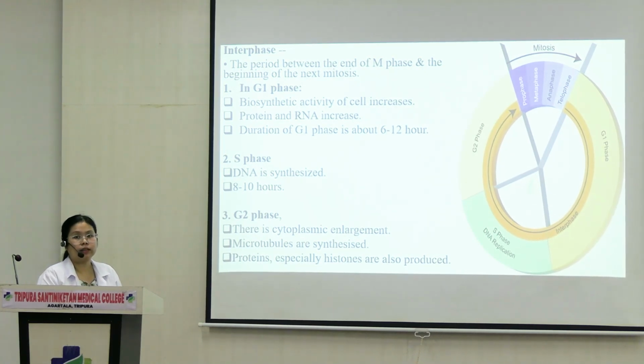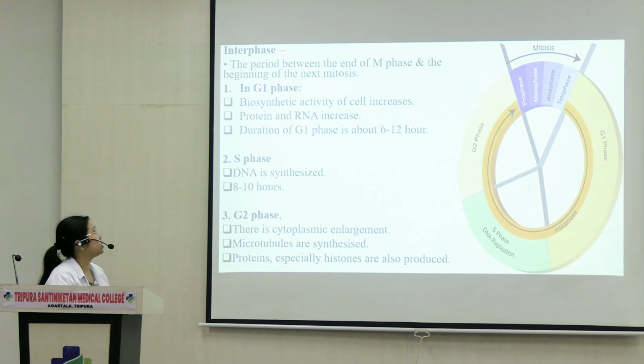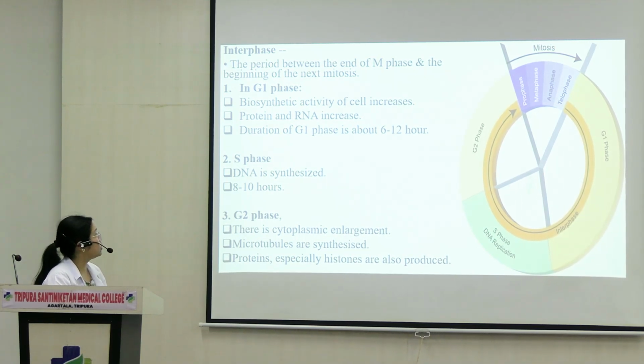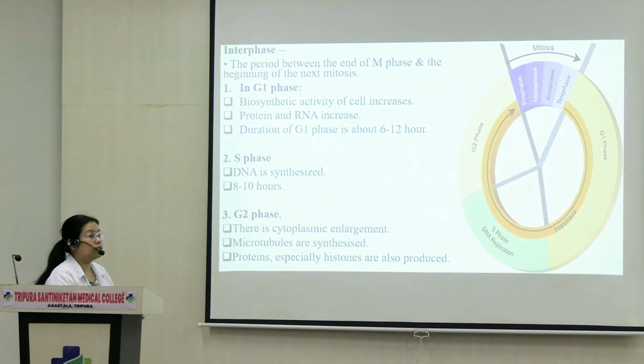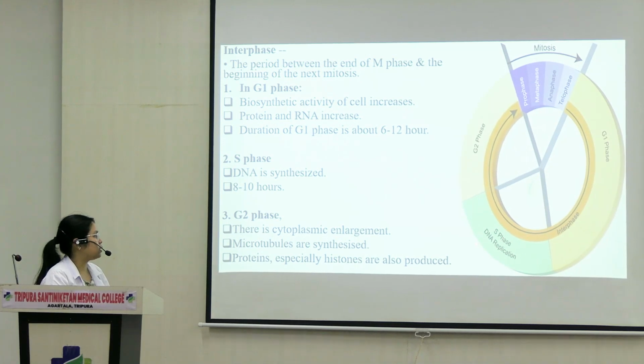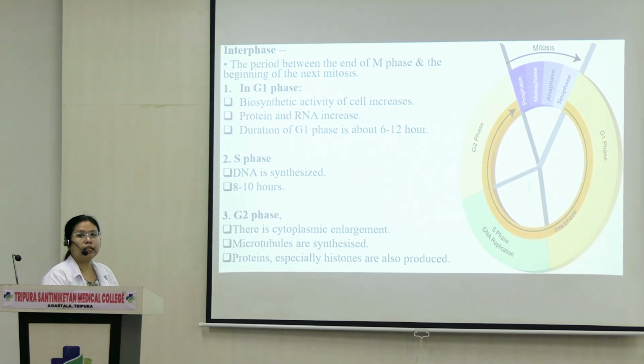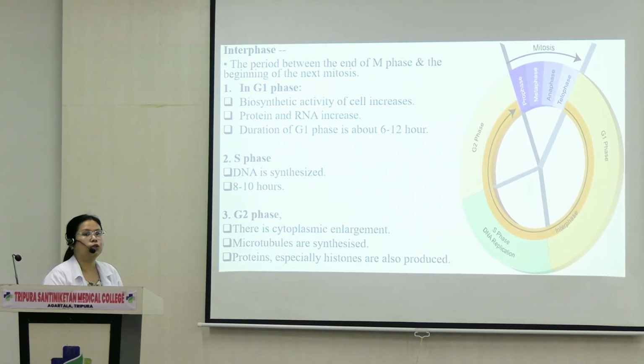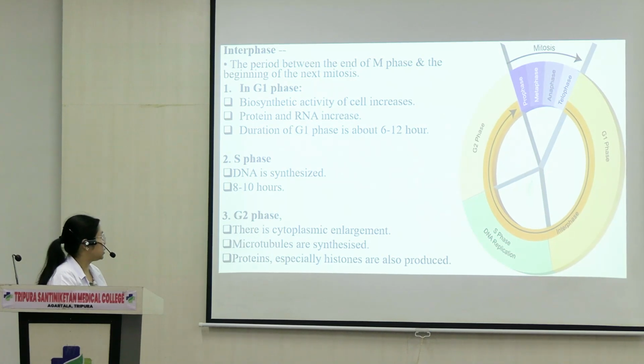Now, what happens in G1 phase? The biosynthetic activity of the cell increases. Protein and RNA synthesis happens, and they increase in number, and the duration is about 6 to 12 hours. Then we have something called S phase, where DNA is synthesized. DNA undergoes replication once. This is about 8 to 10 hours long.